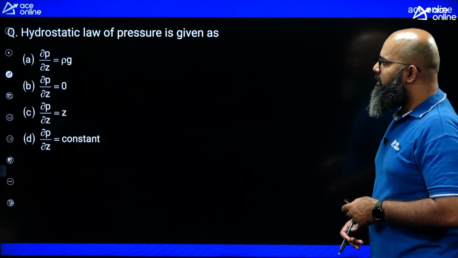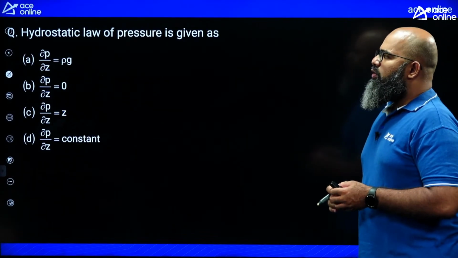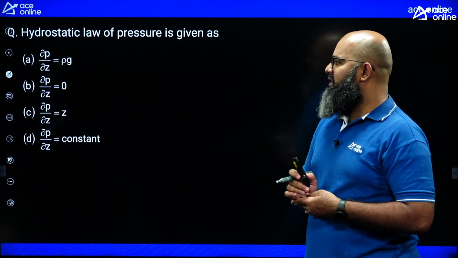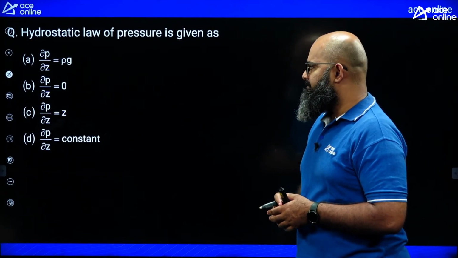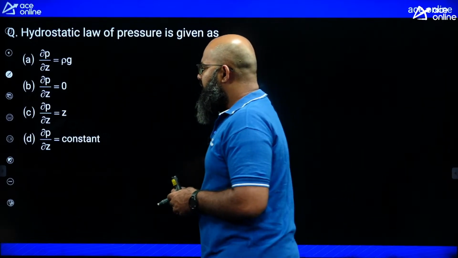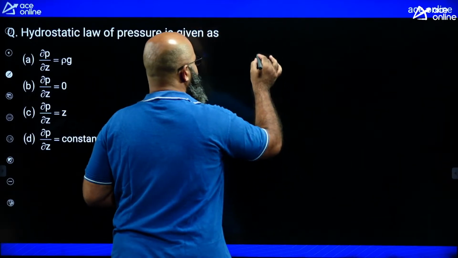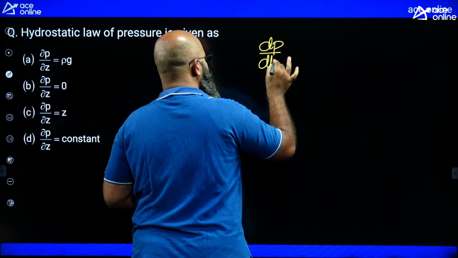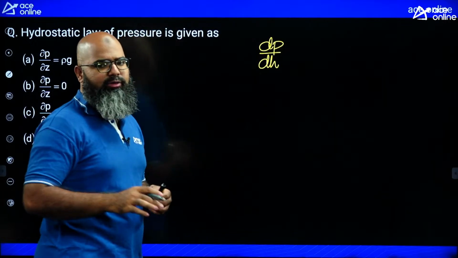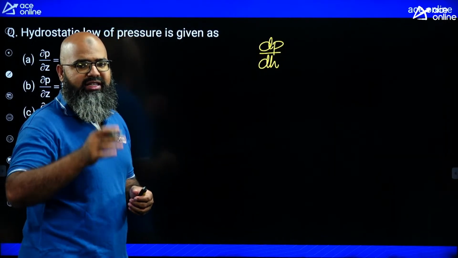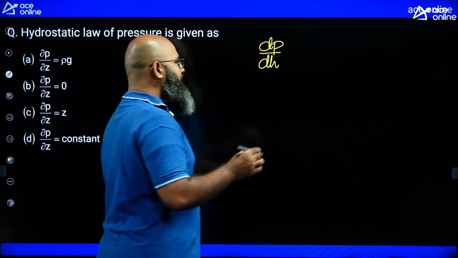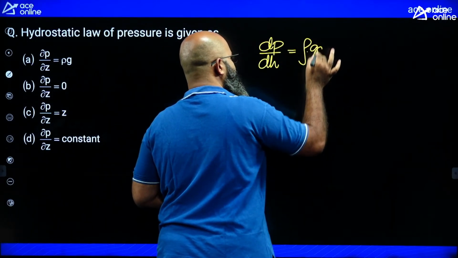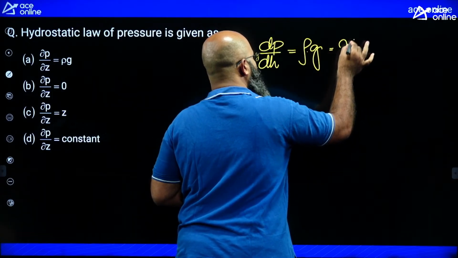Moving further. Now we are coming to hydrostatic law. Hydrostatic law of pressure is given by what? What is hydrostatic law saying? It is talking about dP by dH, the rate of change of pressure with respect to the vertical axis. dP by dH is equal to how much? It is equal to rho g, or it is equal to gamma.